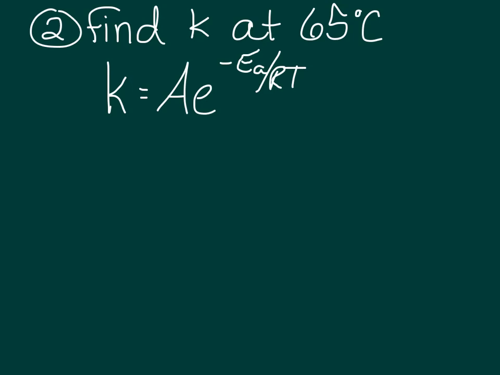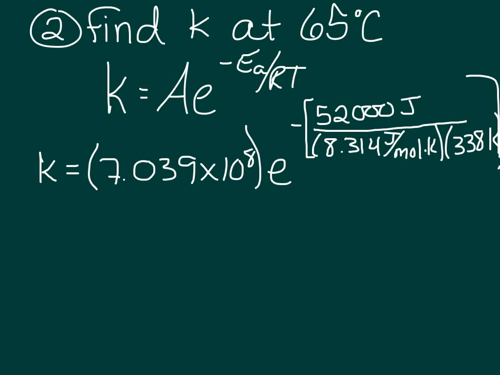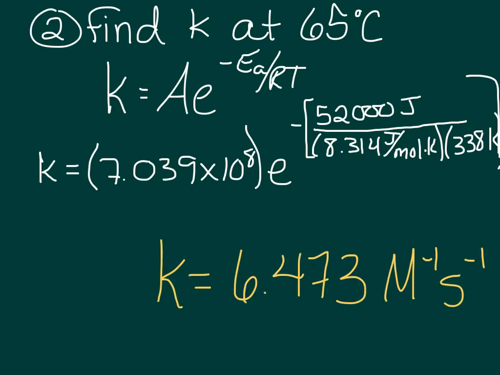So for the second step, we need to find the new rate constant at 65 degrees Celsius. Now that we know A, the frequency factor, and we know the activation energy, we can plug in any temperature we want to find the new k. So now we can plug in everything we know: the frequency factor, the activation energy, and R is a constant, and put in our desired temperature, 65 degrees Celsius or 338 Kelvin, in order to find k. And we find a value of k at this temperature of 6.473 inverse molarity inverse seconds.